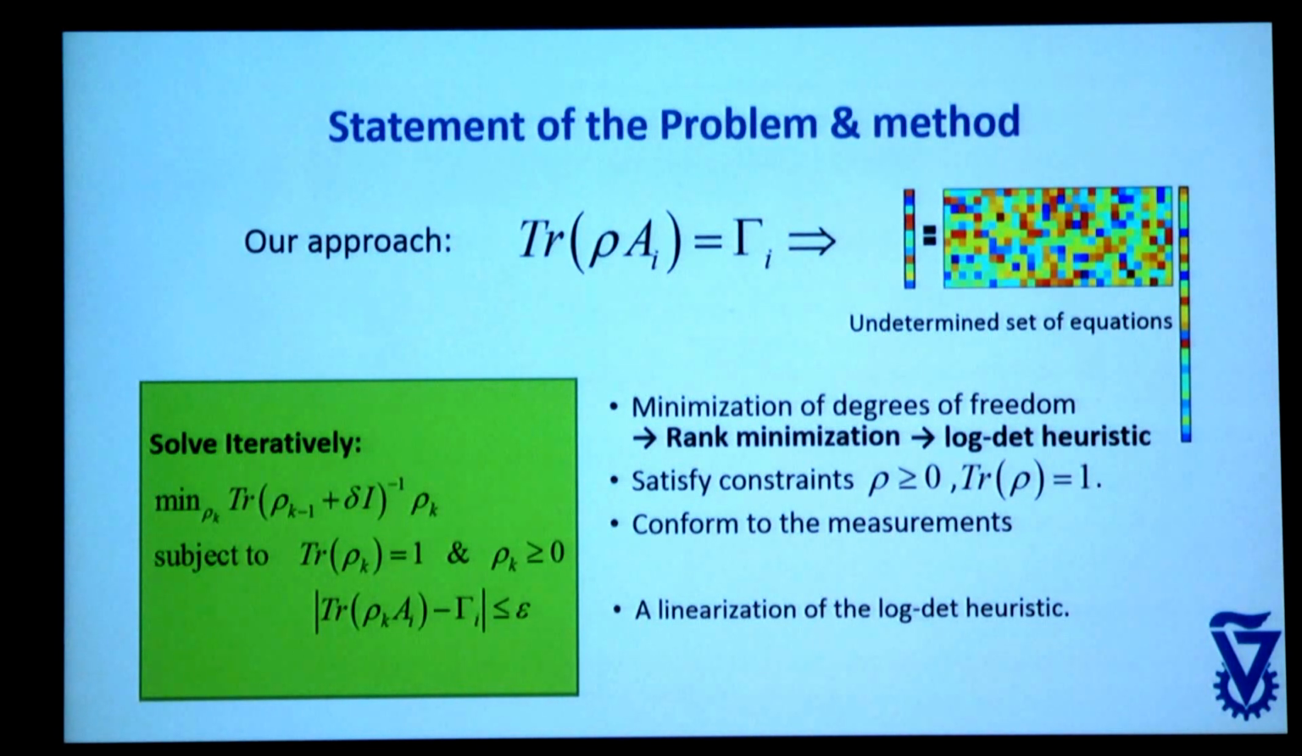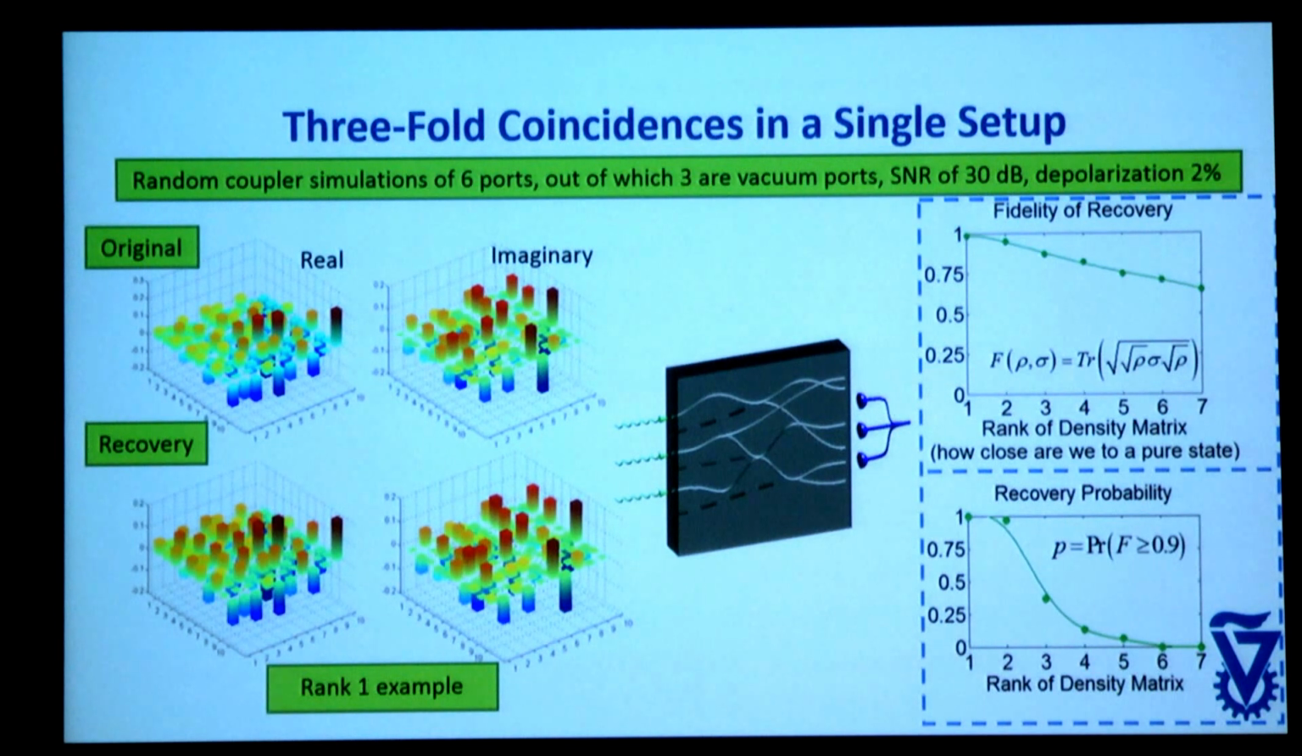Now, with this at hand, we solve the following problem. So we have a setup, a single setup, with 3 photons at the input, and measurements at the output. And from this, we recover, this is an example of a recovery. This is the original density matrix, real and imaginary part, and this is the recovery. And it has great agreement.